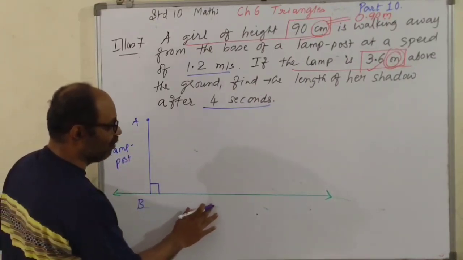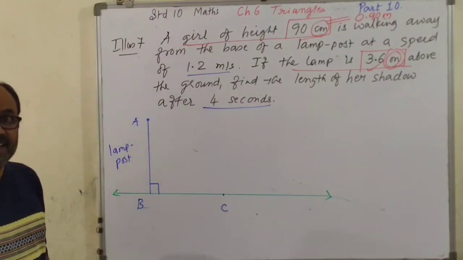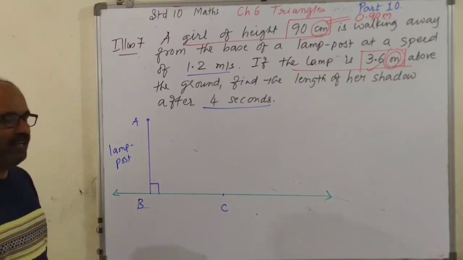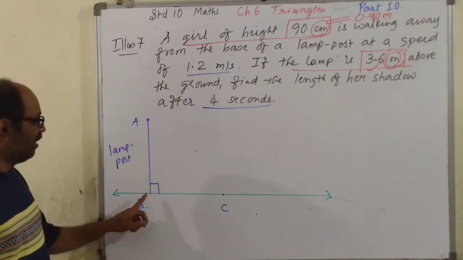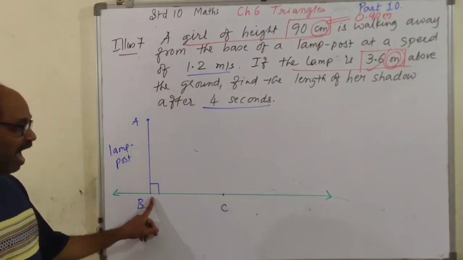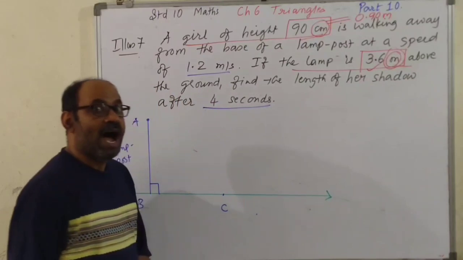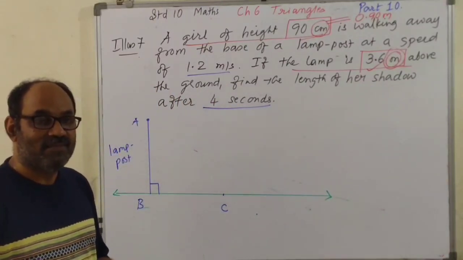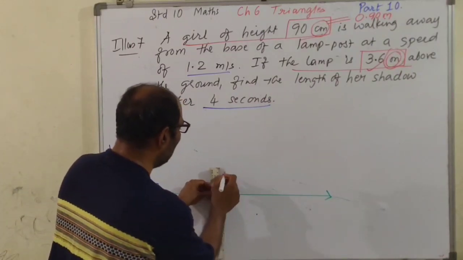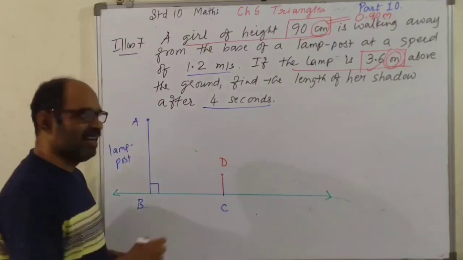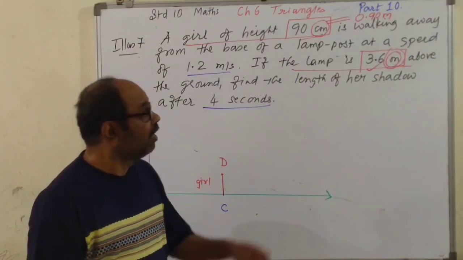And after a time of 4 seconds, she reaches C. The girl reaches C. Please try to understand. The girl is already walking with a constant speed of 1.2 meter per second. When she is at the base of the lamppost, after 4 seconds, she reaches C. So, after 4 seconds, what is the position of the girl? C. And how will you represent the girl? By a vertical line segment. Let's say CD. This is the girl. CD represents the height of the girl, which is given.